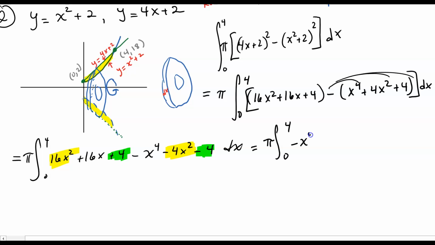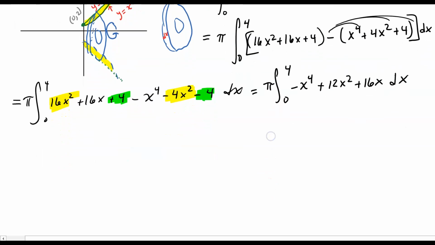Negative x to the 4th. 16x squared minus 4x squared is 12x squared. So 12x squared there. And the 16x, nothing to combine with. But the 4's do cancel. And so then I've got my dx. And now I'm ready to integrate. And it's just a power rule integral. It's actually really nice. So let's go ahead and do that.